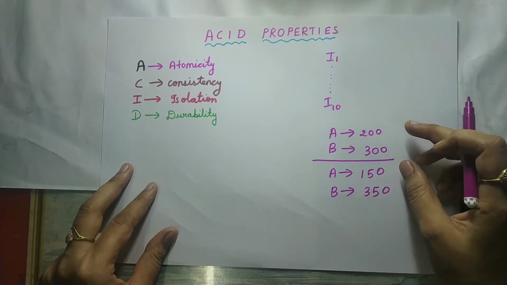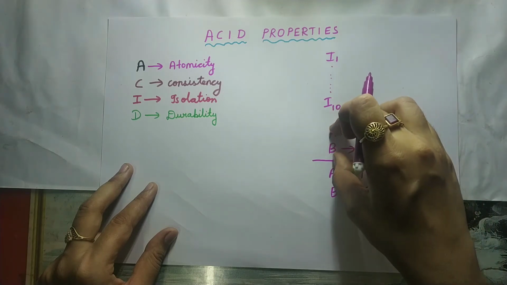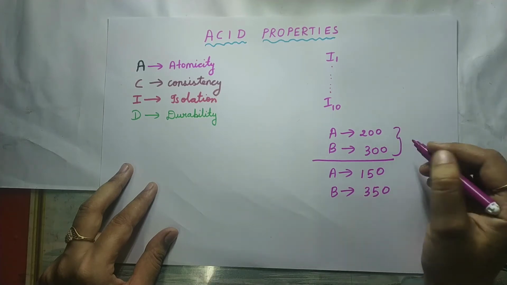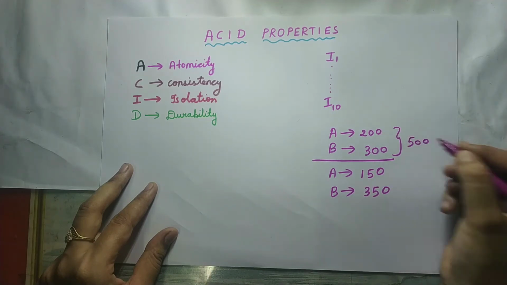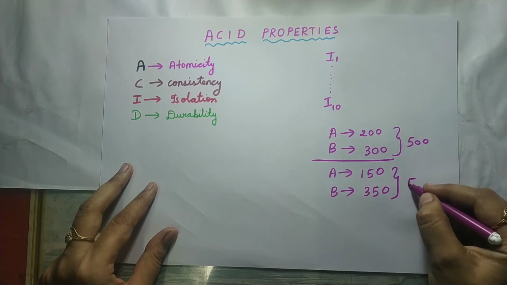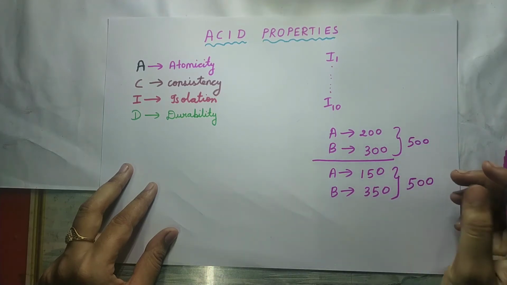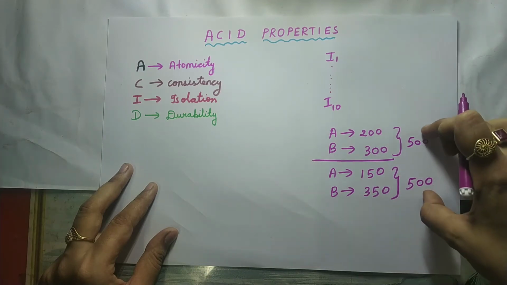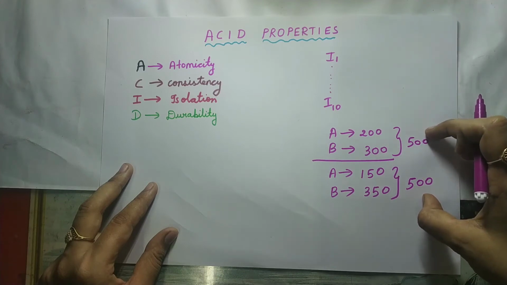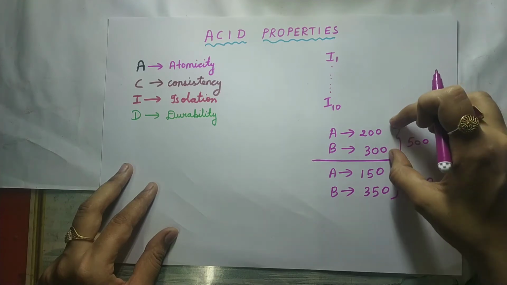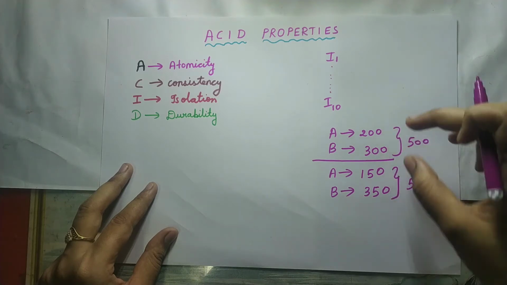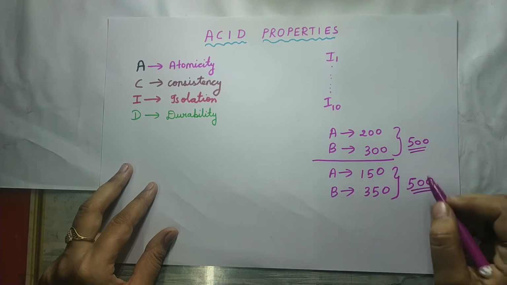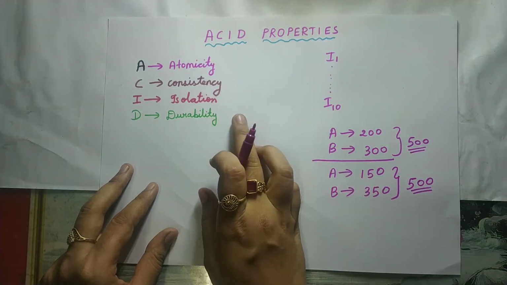Now I should add the total of A and B before transaction and the total of A and B after transaction. So here if I add these two, I am getting 500. Here if I add again, I am getting 500. So the total sum before transaction and after transaction are the same. Therefore I can say that they are consistent. Before transaction it is consistent, and after transaction also it is consistent, since the sum is the same for both. So this is about consistency.